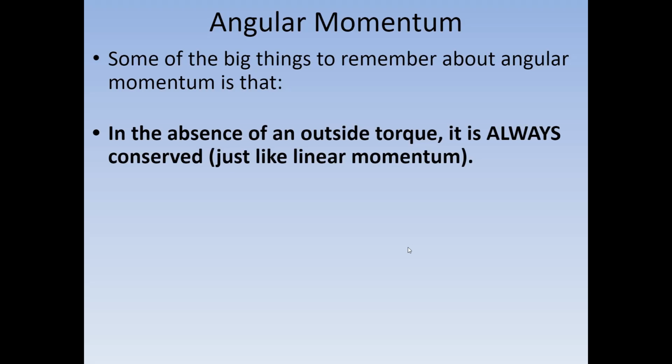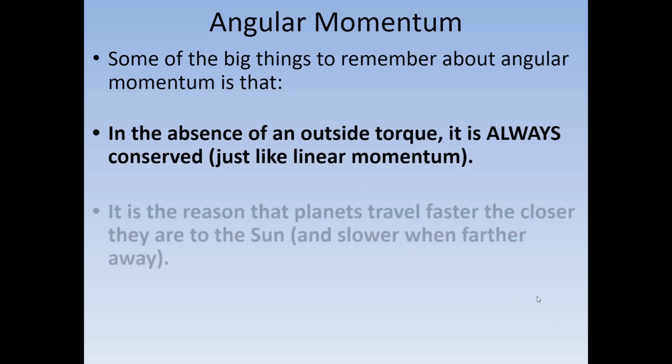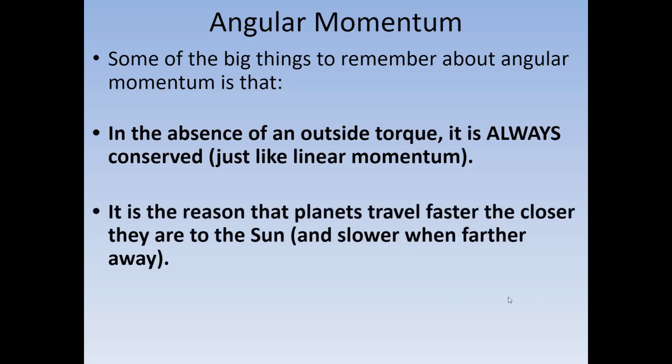The same thing's going to apply here, except we're going to have to obviously replace the word force with the word torque. So in the absence of an outside torque, the angular momentum is always conserved. Like I said, just like the linear momentum. And the other really major thing to keep in mind about angular momentum is that it's the reason why planets travel faster as they get closer to the sun, and they go slower as they get further away.